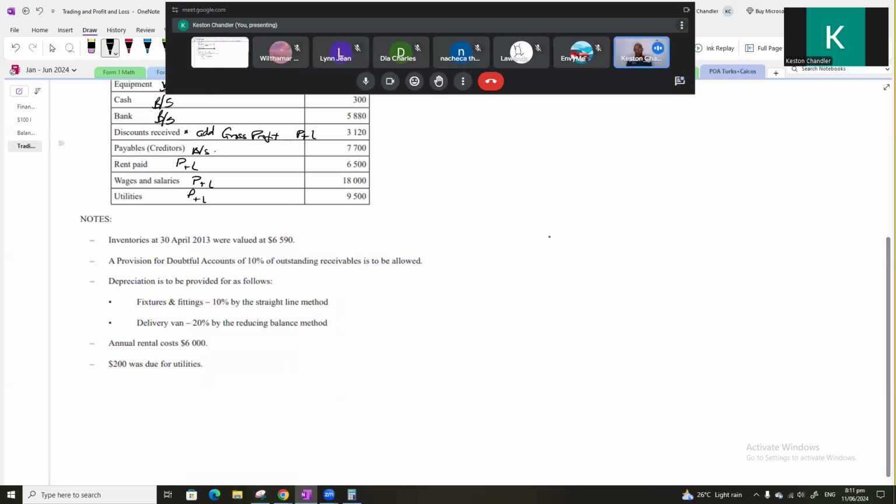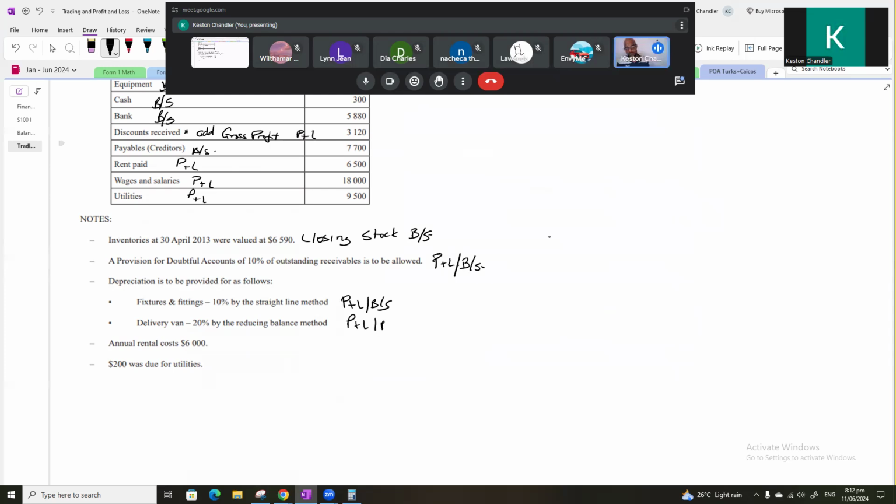Inventories at the 30th of April 2013. This is my closing inventory. Closing stock. This is going to go in my balance sheet as well. Provision for doubtful accounts of 10% of outstanding receivables is allowed. We have to calculate this and we have to use this in our profit and loss and balance sheet. Depreciation is to be provided. We have to calculate this. We have to do this in our profit and loss and balance sheet.